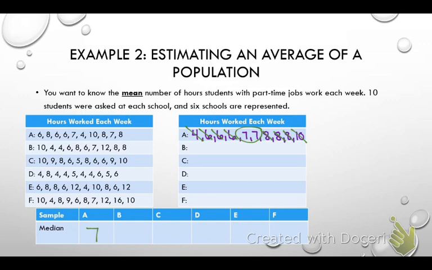Okay, let's try B now. Put them in order, least to greatest. Find your middle numbers, and then take the average of those numbers. So you would add them together and divide by 2. Let's go ahead and try B.